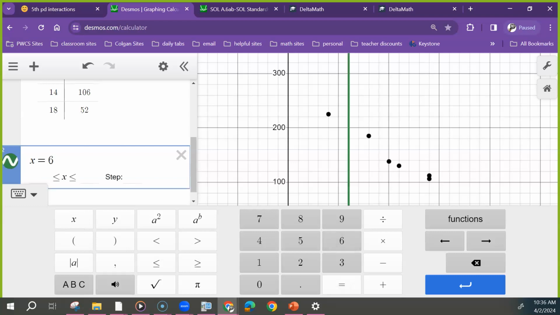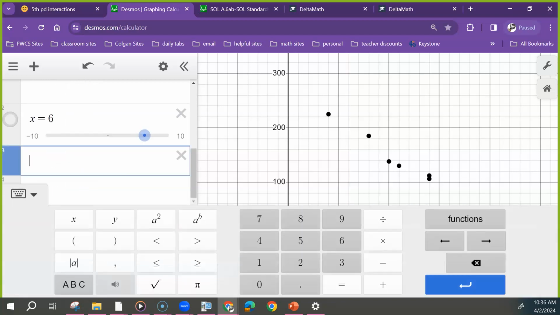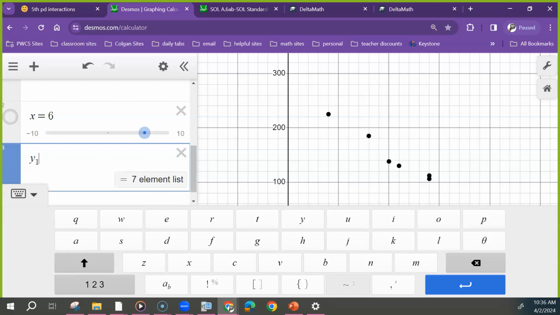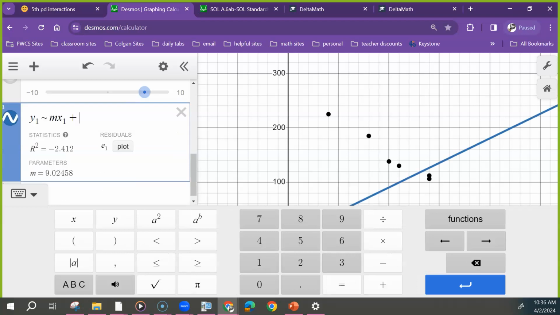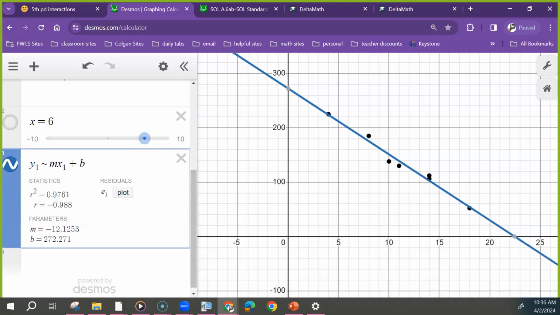Oh, also I skipped a step, so backtrack on that. I was supposed to type in the line of best fit equation first. Okay. So y1 tilde mx1 plus b is always going to be your y equals mx plus b, but in your table you have x1 and y1, so that you get that line. And then once you have the line, then you can type in your x equals 6 and find where those two lines cross.